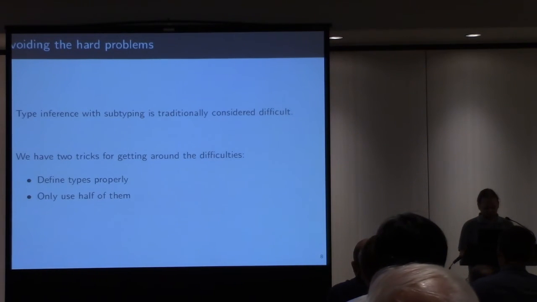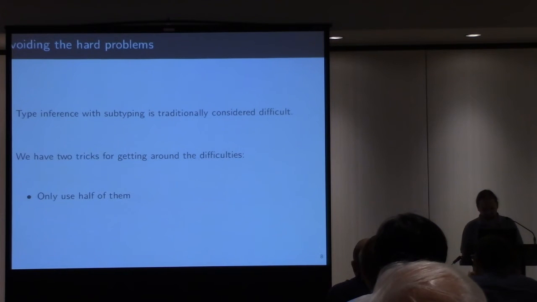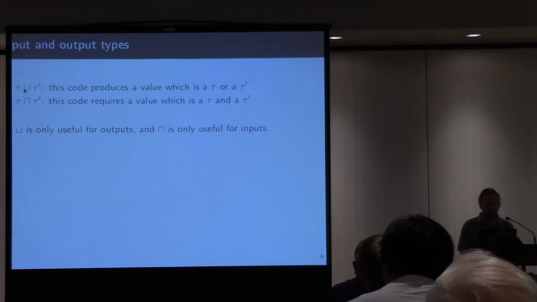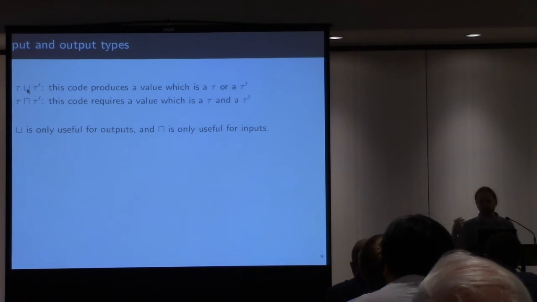So the next trick is only using half of the types. We introduced these operators: the join, which is the upper bound of two types. Think of it as or, or union. It's the type of which both of them are a subtype. And similarly, we have a meet operator, which is the greatest lower bound of two types. These only come up in certain places.